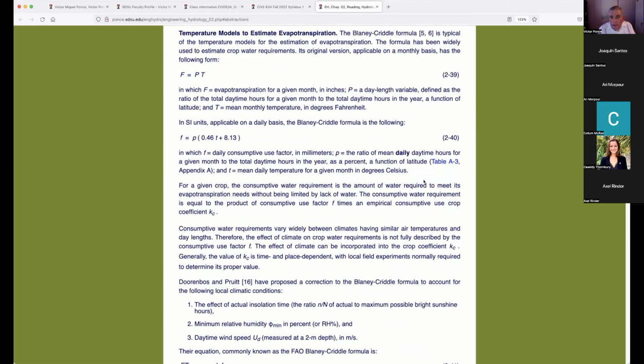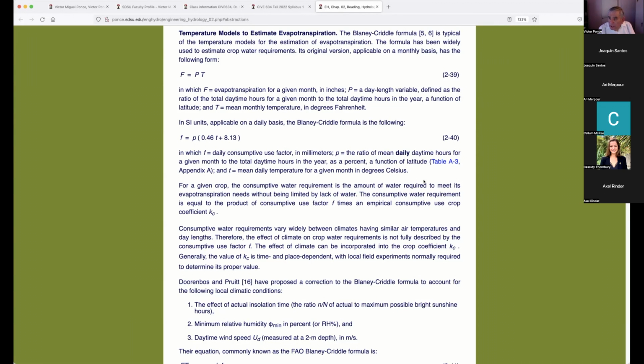These formulas, the references tell us, are at least 50 years old. I can remember when I was an undergrad studying in Peru, civil engineering, I studied the Blaney-Criddle formula. So the Blaney-Criddle is an old formula. It was very much in use 50 years ago, as well as the Thornthwaite formula.